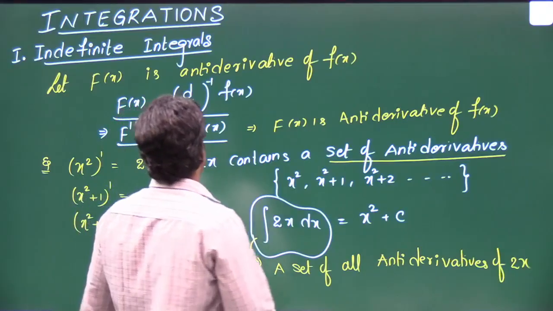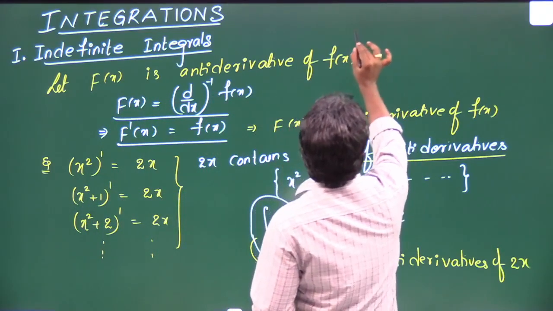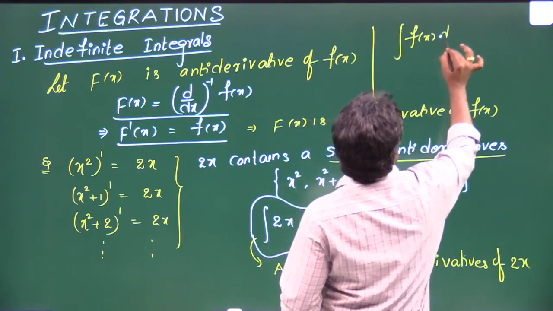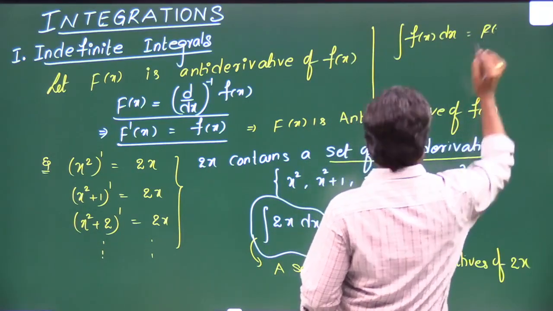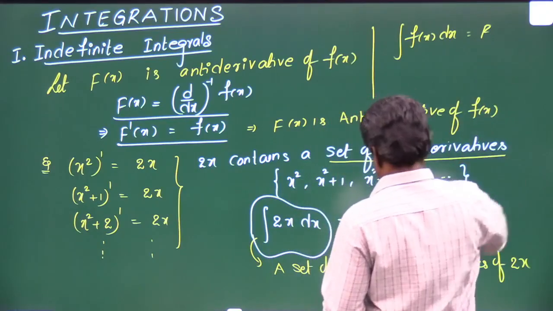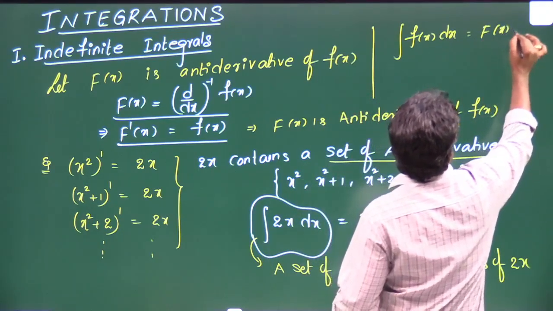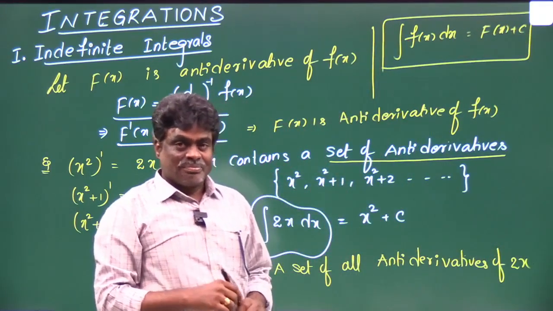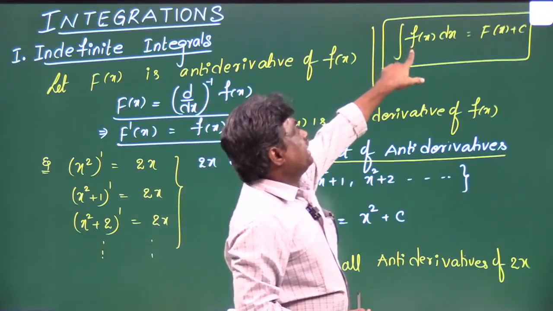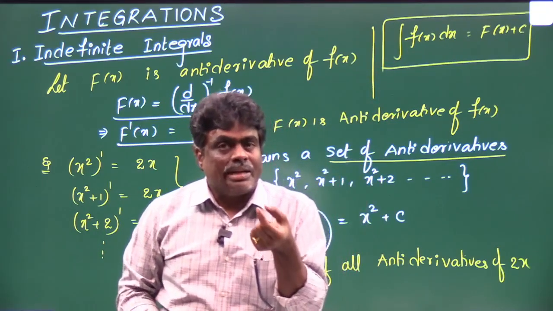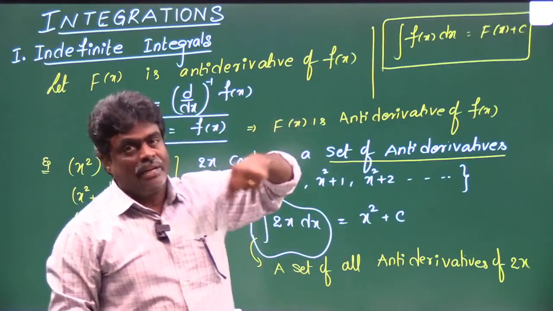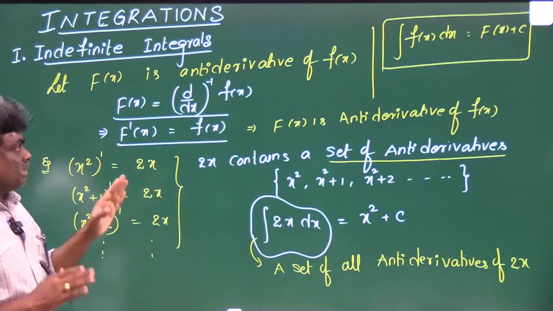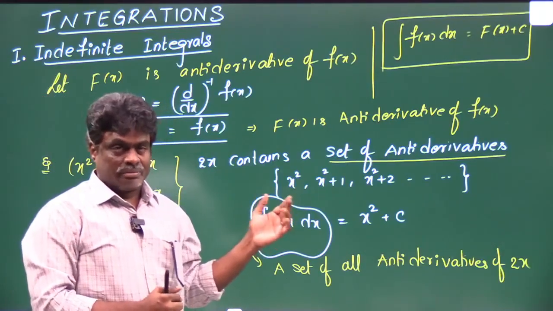So the final conclusion: the indefinite integral is defined as the integral of f of x dx, which can be written as capital F of x plus c. This is called the indefinite integral. The integral of f of x dx represents the set of all antiderivatives of small f of x, which is capital F of x. Is it clear? This is the indefinite integral definition. Please write it down.